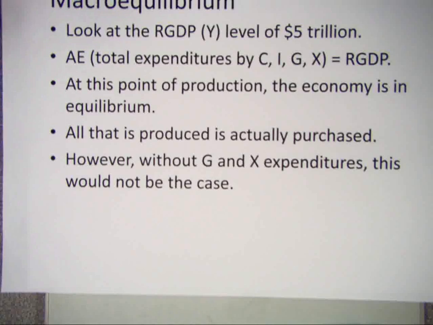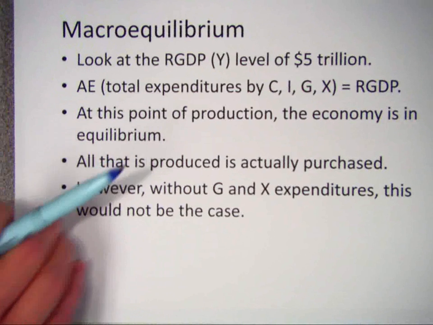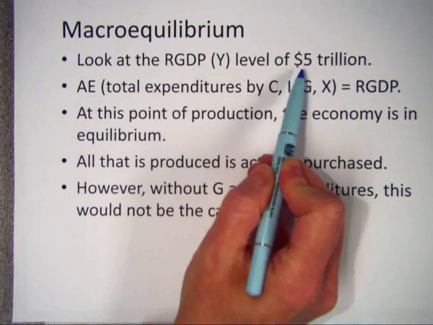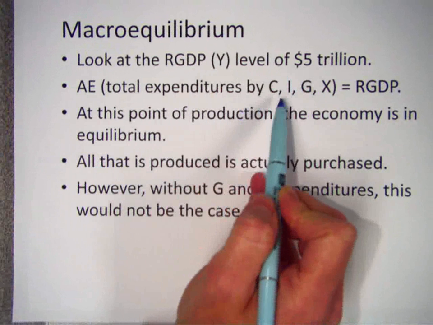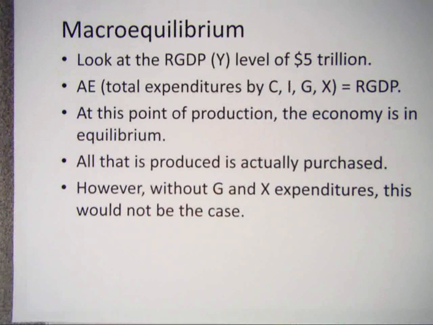Now, there was a level that I mentioned called macro equilibrium, and that is when output was equal to 5 trillion. Total expenditures, C plus I plus G plus X, was exactly equal to the level of output. The economy is at equilibrium, and all that is produced is actually being purchased.